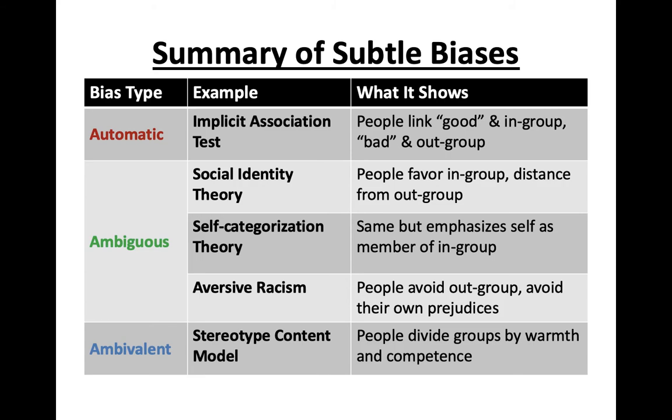All right, so here's a summary, with examples of the ways that we theorize as well as measure automatic, ambiguous, and ambivalent biases, and basically what each of these show.